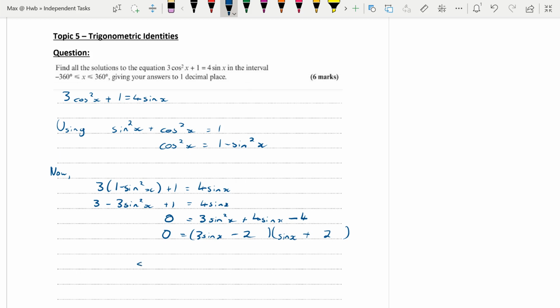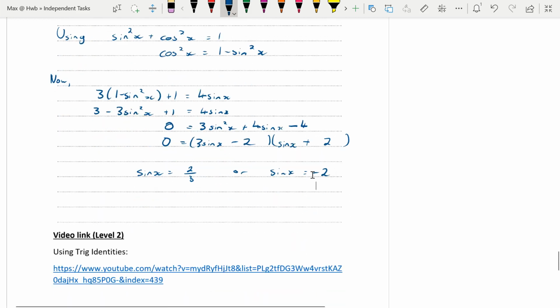So that means if I solve those, sine x must be 2 over 3, or I've got sine x equals minus 2. Now straight away we have a bit of an issue with this second one. Sine, we've got to remember, only goes between 1 and negative 1. So this one here has no solutions, which means I don't have to deal with that one. I'm just going to deal with this one.